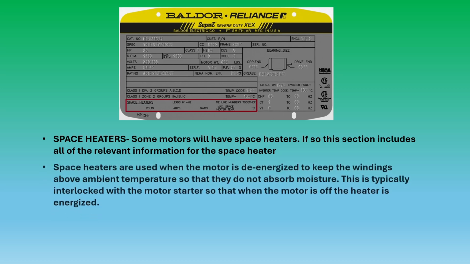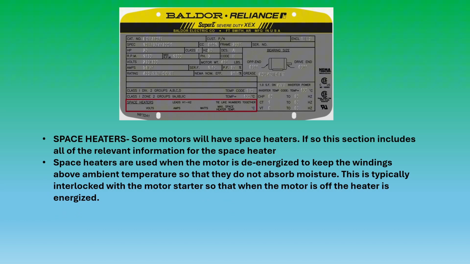Space heaters are used when the motor is de-energized to keep the windings above ambient temperature so they do not absorb moisture. This is typically interlocked with the motor starter so that when the motor is off, the heater is energized. And when the motor kicks on, it turns the heater off.